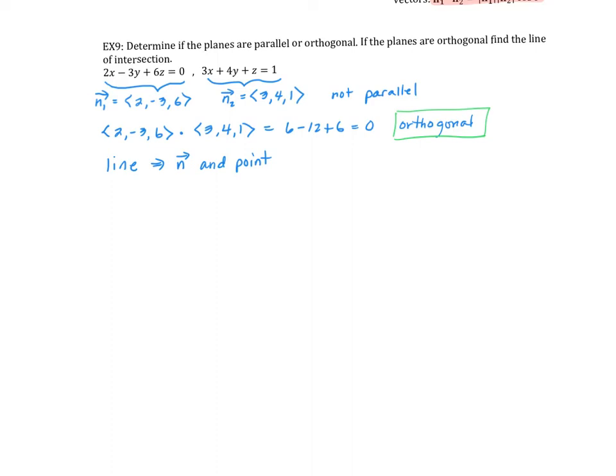So to find a point that these two planes have in common, because that will be a point on my line, I'm just going to arbitrarily let x equal 0. Because once I do that, I've got 2 equations with 2 variables, and algebraically I know how to solve that. So if x is 0, I have one equation that's negative 3y plus 6z equal to 0. And I also have another equation, which would be 4y plus z equal to 1.